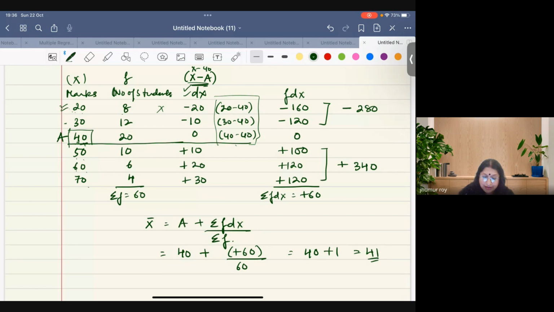After that, you're multiplying: 8 into minus 20, minus 160. 12 into minus 10, minus 120. 20 into 0, 0. Like that we have calculated. Then you've got the sum total of plus 60.